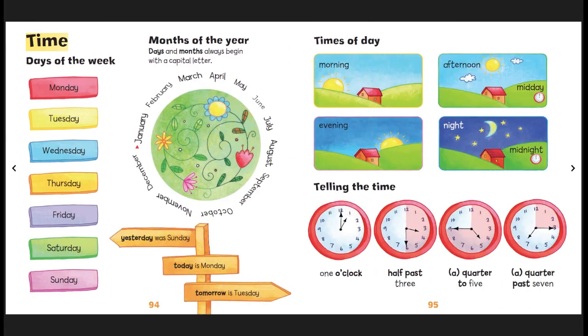Time. Days of the week: Monday, Tuesday, Wednesday, Thursday, Friday, Saturday, Sunday. Months of the year. Days and months always begin with a capital letter. January, February, March, April, May, June, July, August, September, October, November, December. Yesterday was Sunday. Today is Monday. Tomorrow is Tuesday.